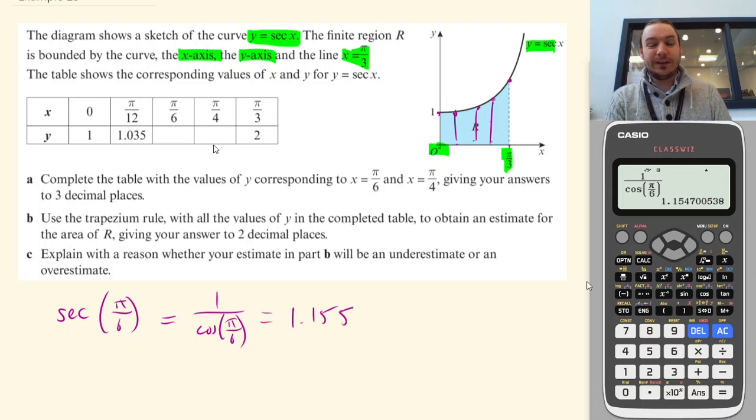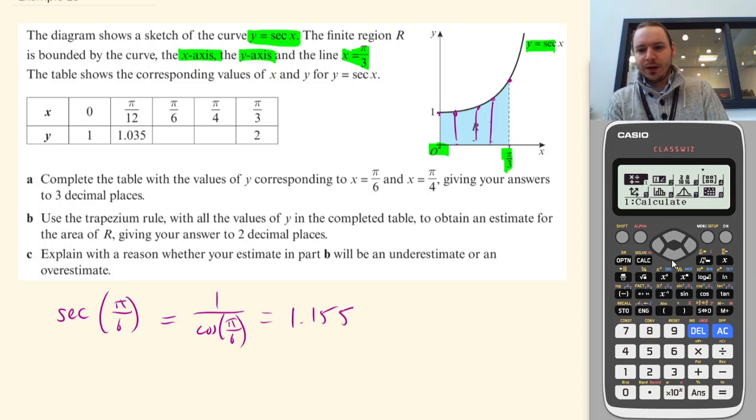If you have a lot to fill in, or even if you just have 2 to fill in, it's actually quicker to do this using the table function. So if you remember the table function, we hit menu. On these calculators, it's number 9, and then we type in our function. Obviously, again, we can't type in sec, so we type in 1 over cos of x. Close the brackets, that's our function. Don't need a second one.